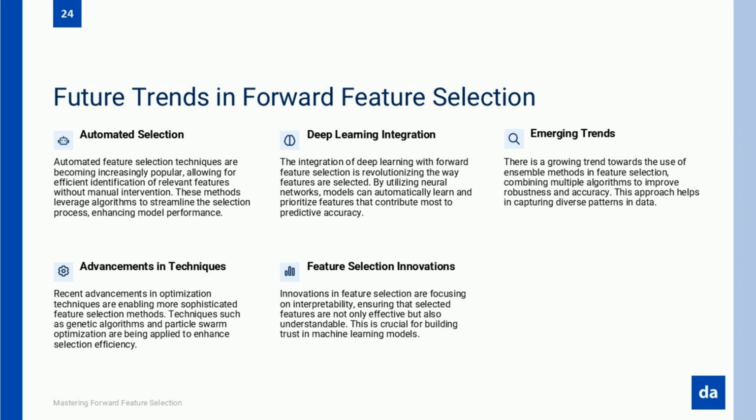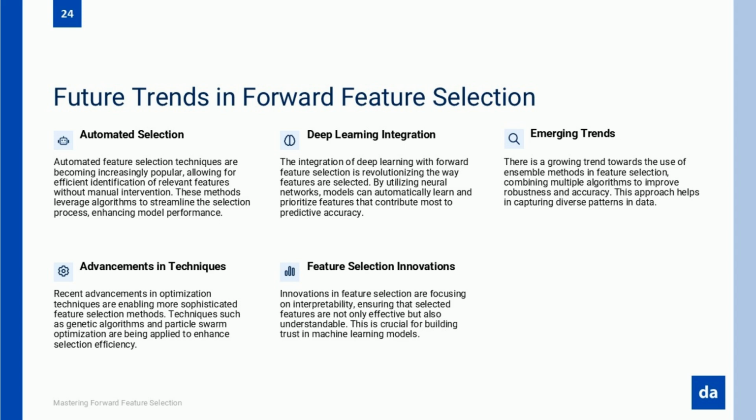Another big shift, ensemble feature selection. Instead of using just one method, researchers are combining multiple feature selection techniques to create more robust results. Some features might be selected using statistical tests, others using machine learning algorithms, and then combined into a final set. This helps balance efficiency, accuracy, and interpretability, especially for large-scale applications.